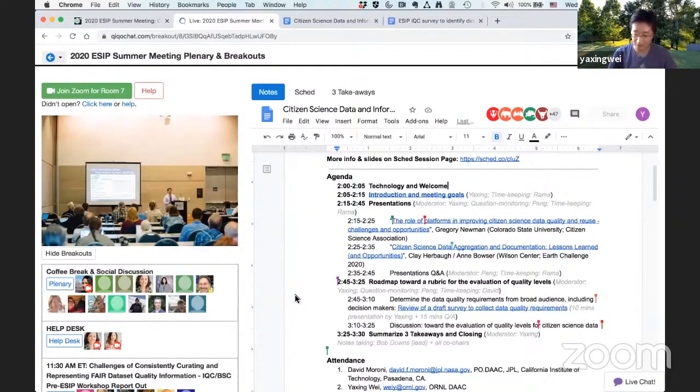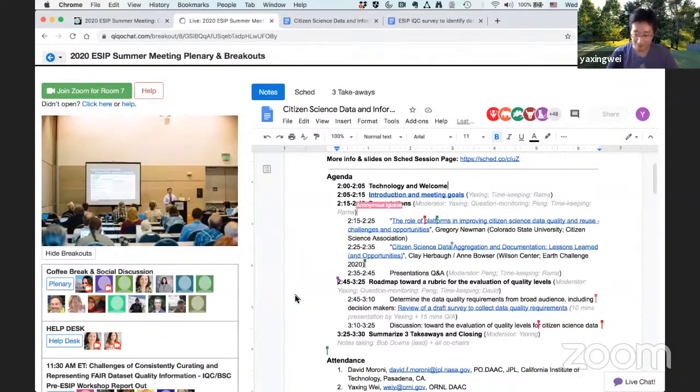We thought it would be nice to have a number of quality levels that can be tagged or associated with citizen science data products, and also a rubric or a matrix that can be used to evaluate such quality levels. And then through some discussion, we realized that building some quality levels and also such an evaluation rubric have to take users and broad users, including decision makers' requirements on data quality into consideration.